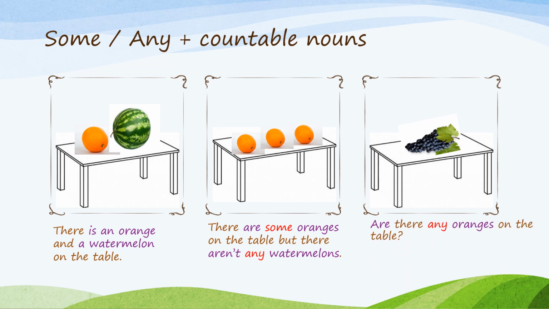For example, are there any oranges on the table? No, there aren't, but there are some grapes.